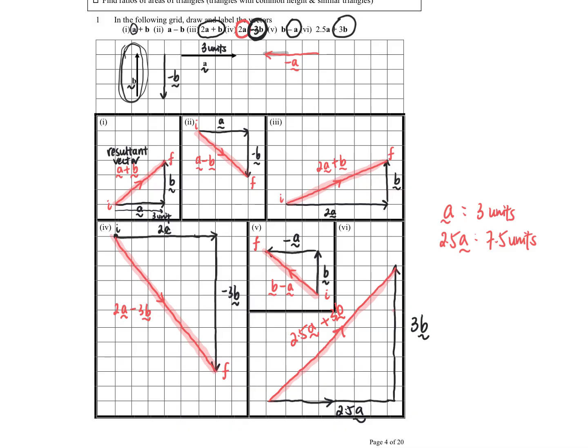Okay, so the drawing part shouldn't be difficult. It's just an exercise. O level won't test you like that. They have never tested drawing for vectors before.